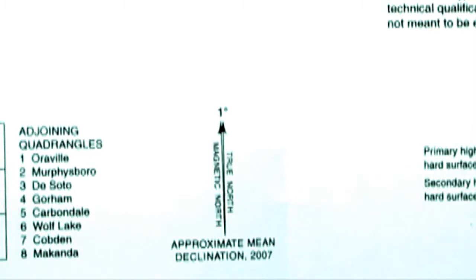Here's our north arrow. It shows that magnetic north is 1 degree off of true north, so that's one thing we take into account when we use our compasses out in this area. That means that we have to adjust our compasses by 1 degree to get the correct readings.